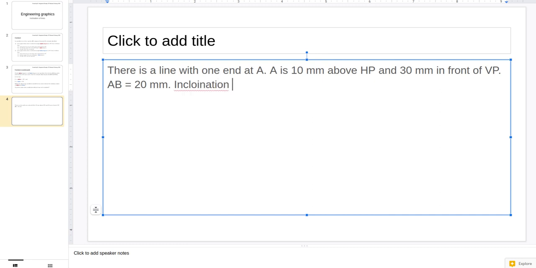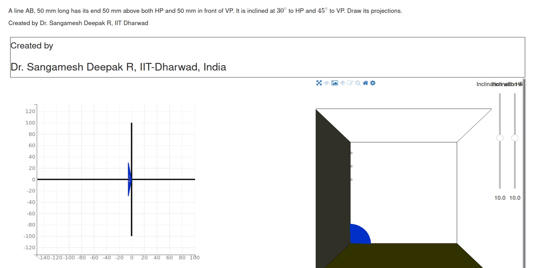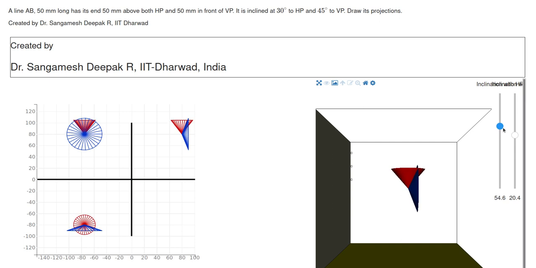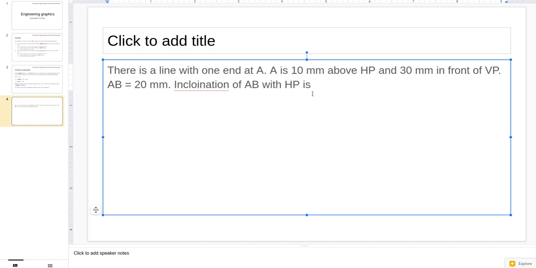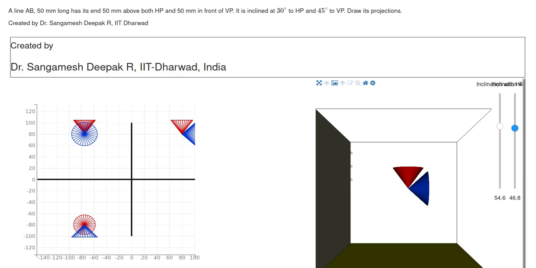And the inclination of AB with HP is, what is that angle that we saw? Say 54.6, and with VP it is, I think, 46.8.